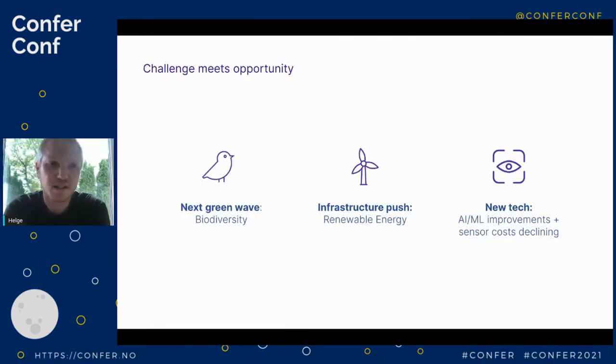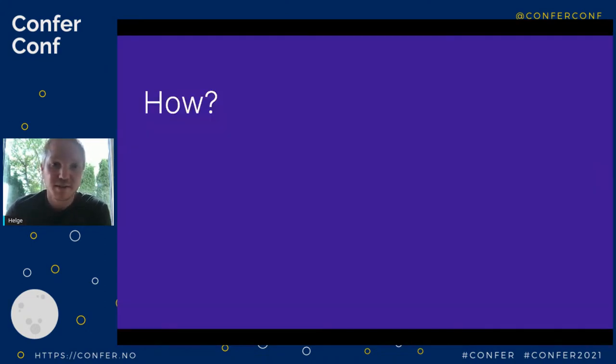We also see monitoring of biodiversity, in terms of the bigger picture, as being a next wave that's coming. We already see it in things like ESG investing and EU taxonomy, where companies that can demonstrate that they are environmentally friendly on various factors can get access to more affordable capital and so on. There's also a big push towards more renewable energy at the moment, and we also have recent improvements in AI and machine learning technology, and the cost of the sensors that we need is dropping quite drastically. With all these things combined, we saw that opportunity.